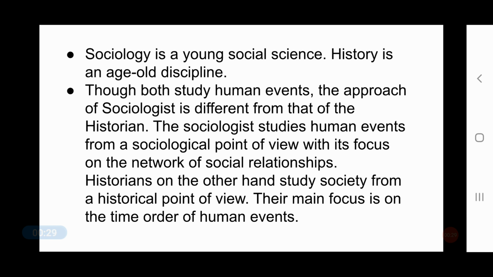Another major difference between the two disciplines is regarding their origin. While history is an age-old discipline, sociology is a young social science. Sociology as a discipline originated much later than history.